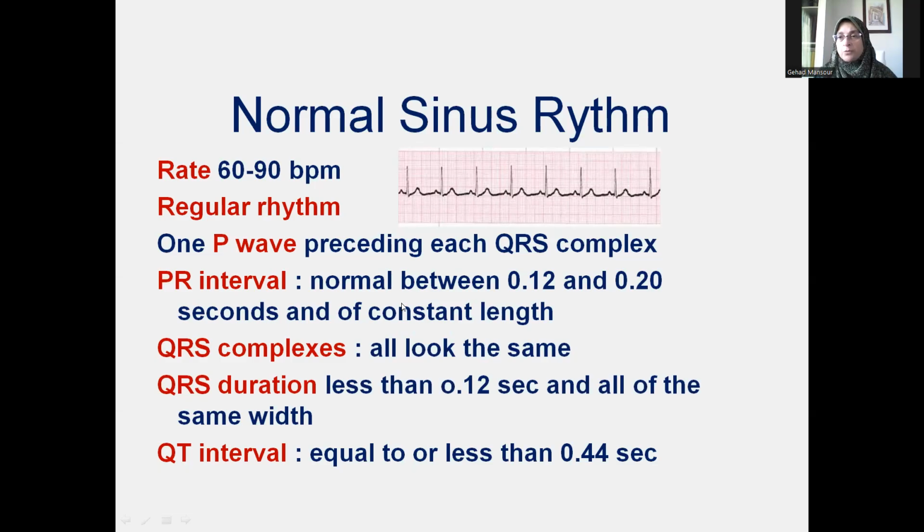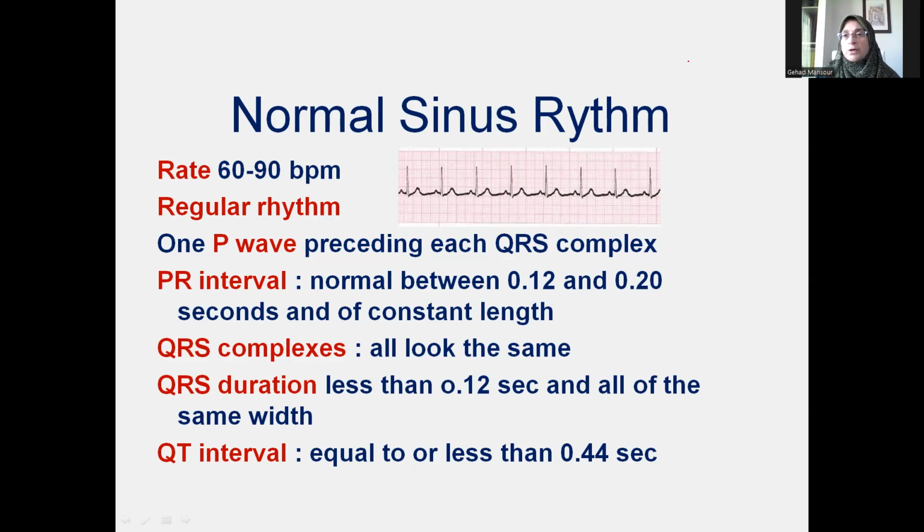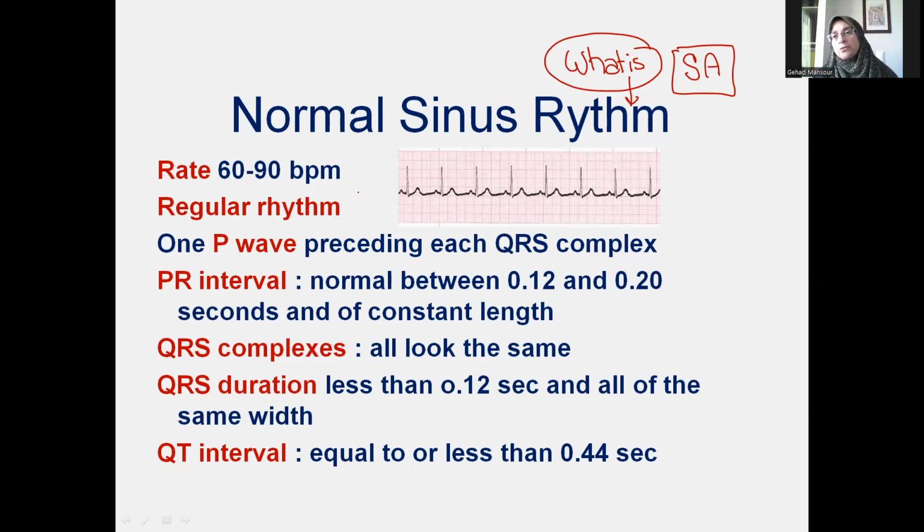First of all, what is a normal sinus rhythm? It is a heart rhythm that arises from the sinoatrial node. So the first question is, what does this term refer to, or what is meant by the normal sinus rhythm? A normal sinus rhythm is a rhythm that originates in the sinoatrial node. This is the answer to what is a normal sinus rhythm.